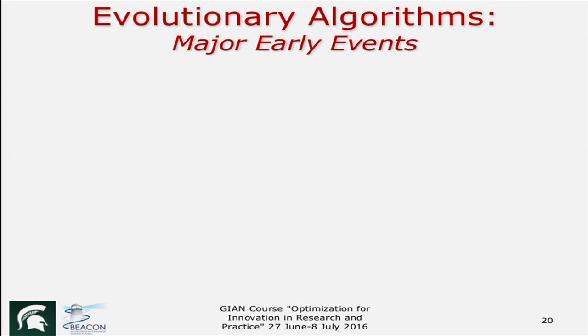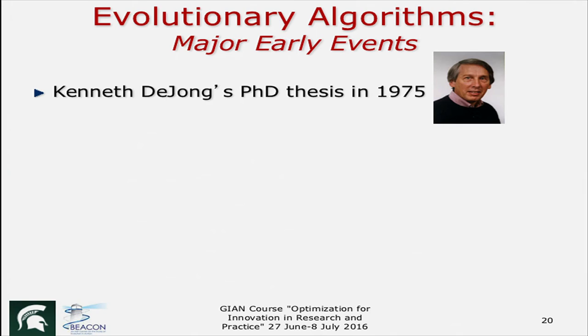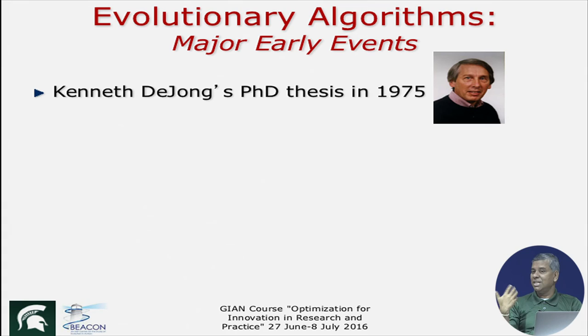Some of the major events after these early 60s: Ken De Jong is still there at George Mason University in the Washington, D.C. area, in Virginia, actually. He did his PhD with John Holland. It was not Holland, but Kenneth De Jong who first used GA for optimization. He compared GA with classical methods like steepest descent, Newton's method, and all that on five very complex problems that he designed. He showed that in all of them GA has advantages. That's the first time GA was applied for optimization.